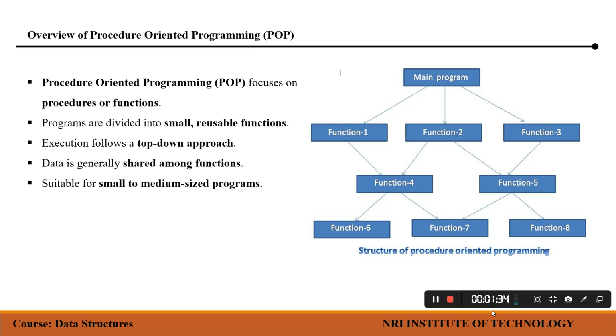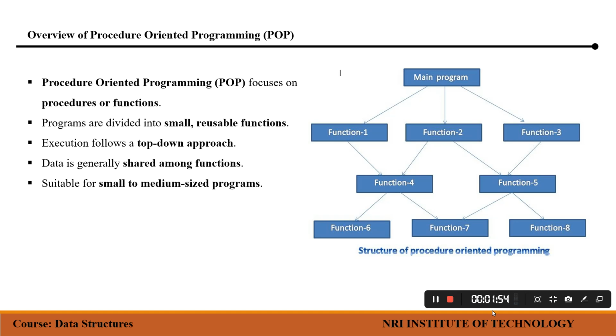Here you can see the picture. Main program. A main program is further divided into subprograms. Each subprogram is treated as one function. Here you can see function 1, function 2 and function 3. And in turn function 1 is divided into function 4. Function 4 is further divided into function 6 and 7.